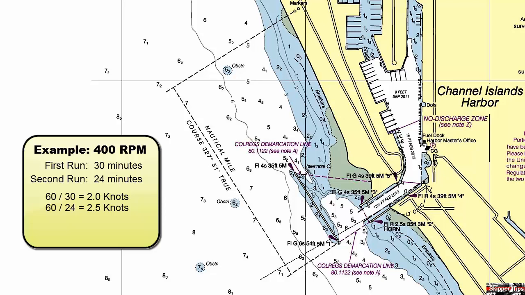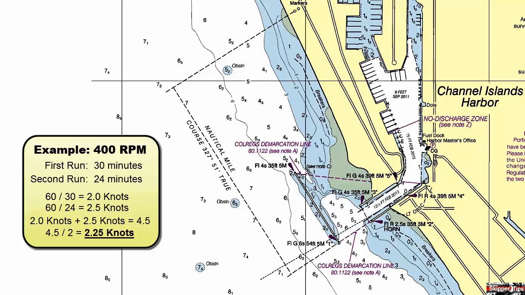Our second run at 400 RPM took 24 minutes. We divide 24 into 60, this gives us 2.5 knots. Now let's find the average of the first run and second run speeds. We add 2 knots to 2.5 knots and divide by 2. Our average speed at 400 RPM will be 2.25 knots.